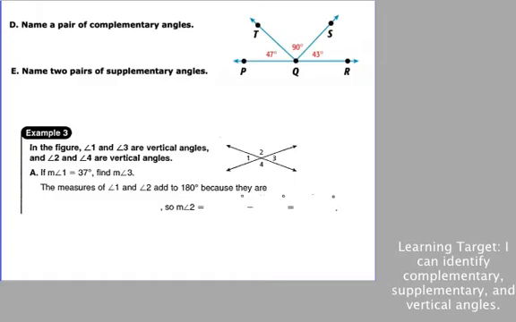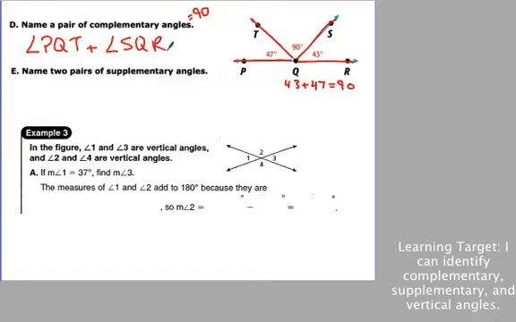So complementary angles. Notice this is a pair of complementary angles. I can't say TQS. That's not a pair. That's only one angle. So I need to have two angles that add up to 90 degrees. That means it's going to have to be two acute angles. So if I look at PQT and SQR, notice I have 47 plus 43. That equals 90. So I know that those two angles form a pair of complementary angles, PQT and SQR.